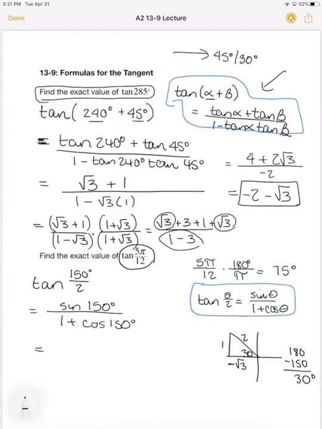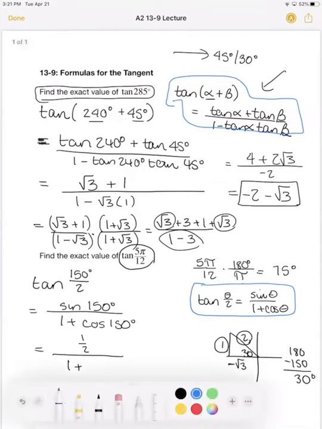Well, the sine of 150 is going to be the opposite over the hypotenuse, so that's 1/2 in the numerator. In the denominator, I'm going to do 1 plus the cosine. Well, the cosine is going to be my x over my r, and so that is going to be negative root 3 over 2.